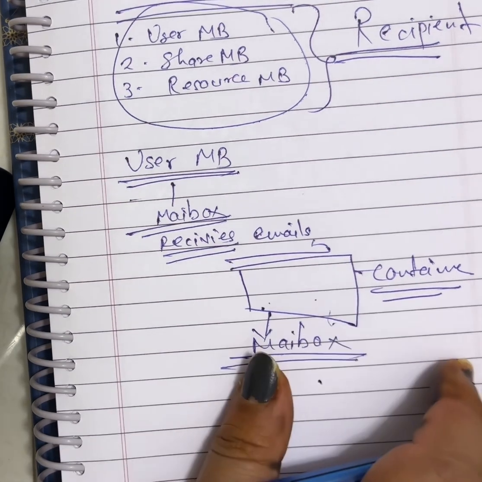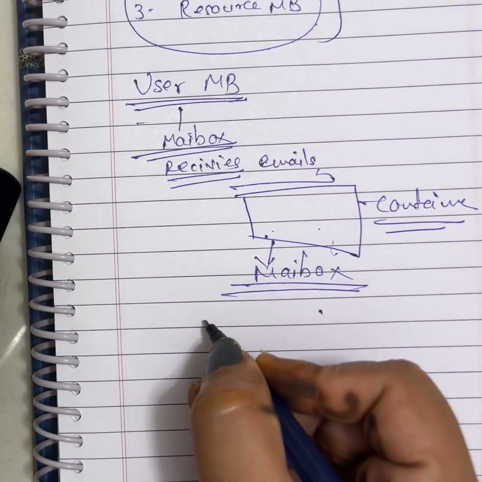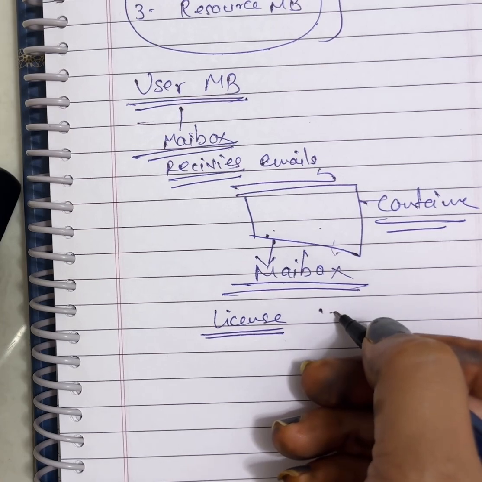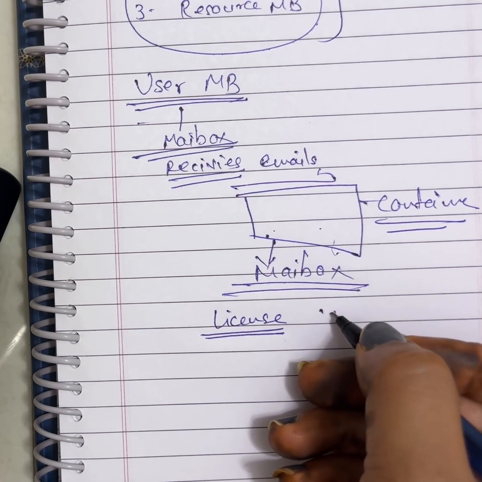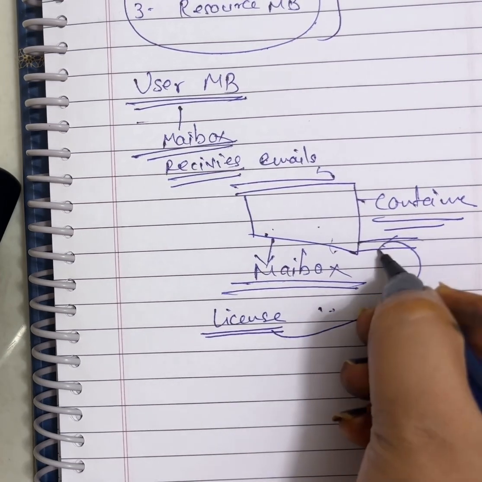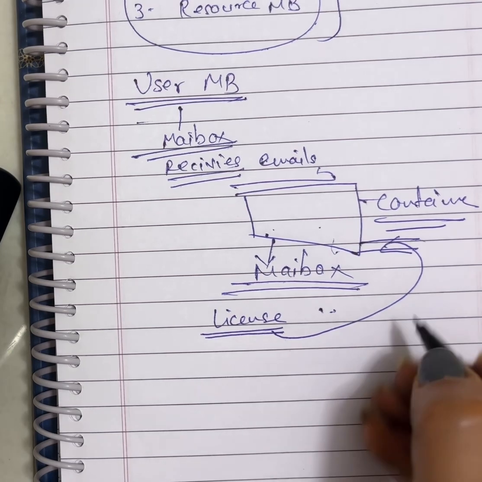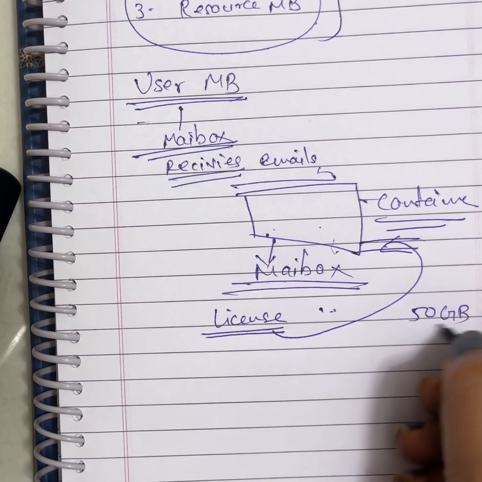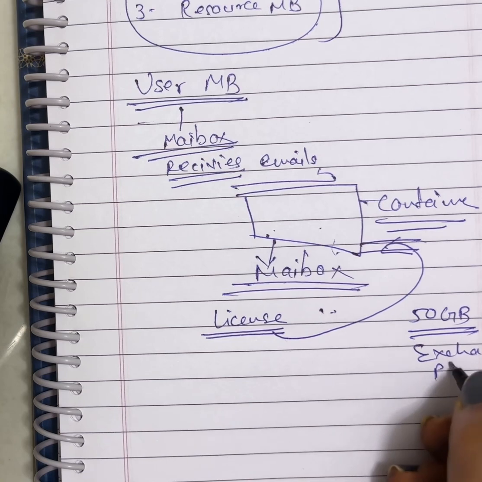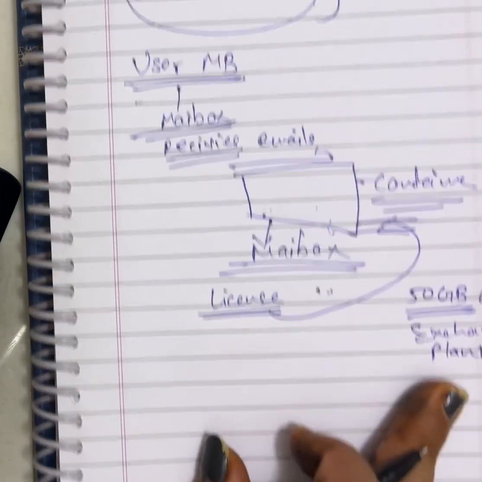Okay, so once the user gets created, we assign a license. Why a license? We have to store somewhere, and for storing we require a container, right? So the license is the cost of that container. How much storage do you want? If you want 50 GB, there is an Exchange Online Plan 1 available. That will give you 50 GB, so the container size will become 50 GB.